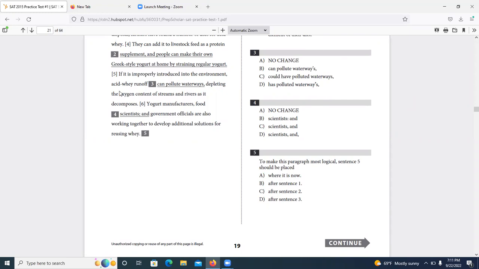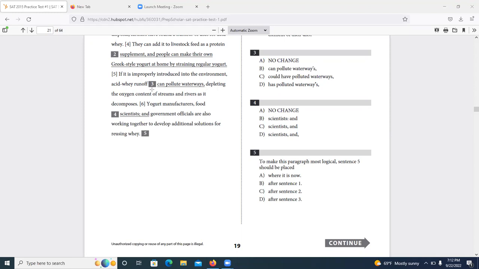Starting with number 3. Hold on one second, see if I can annotate. I learned something cool the other day. I figured out you can annotate and whatnot. Whatever.